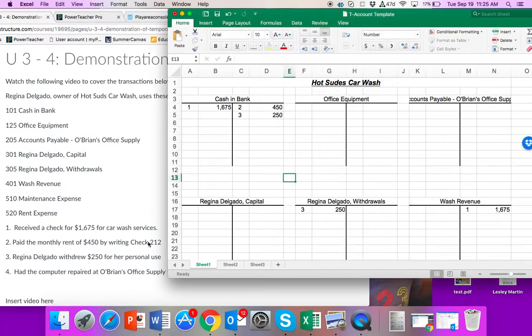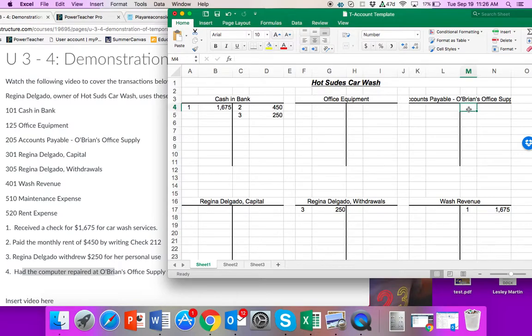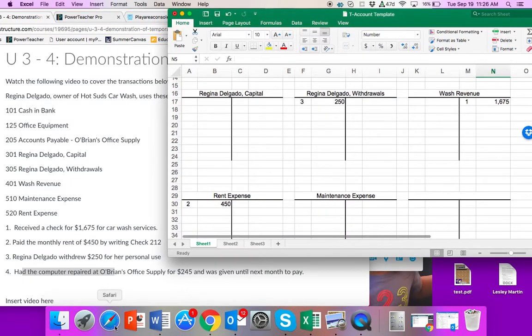Excuse me. Okay. Then it says we had a computer repaired at O'Brien's Office Supply for $245 and was given until next month to pay. Okay, so we're given till next month to pay. That means we did this on account and it's now a liability. So we're going to credit and increase our accounts payable by, how much was it again? $245. Okay, that's our credit. Now our debit, because we had a computer repaired, meaning we did some sort of maintenance expense, we're going to record that here under maintenance expense.